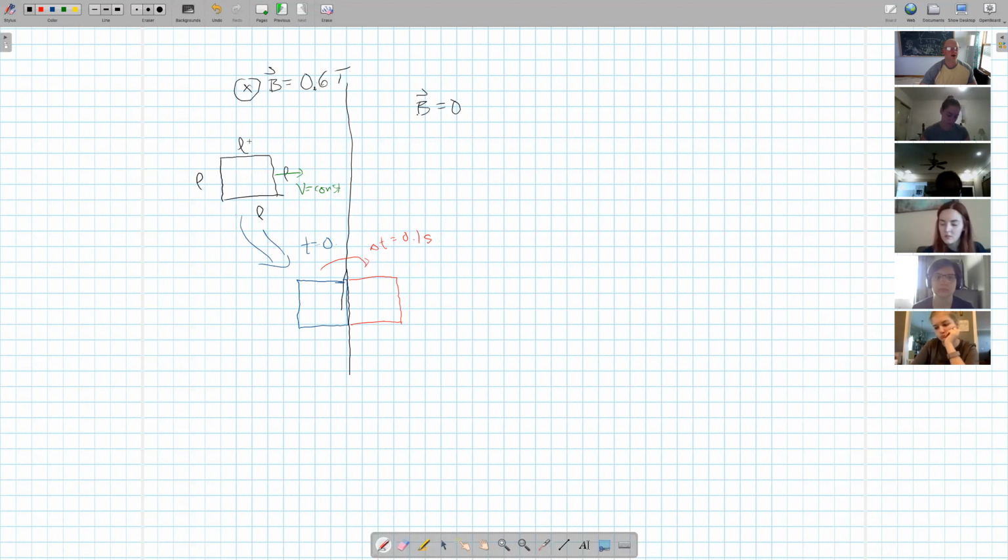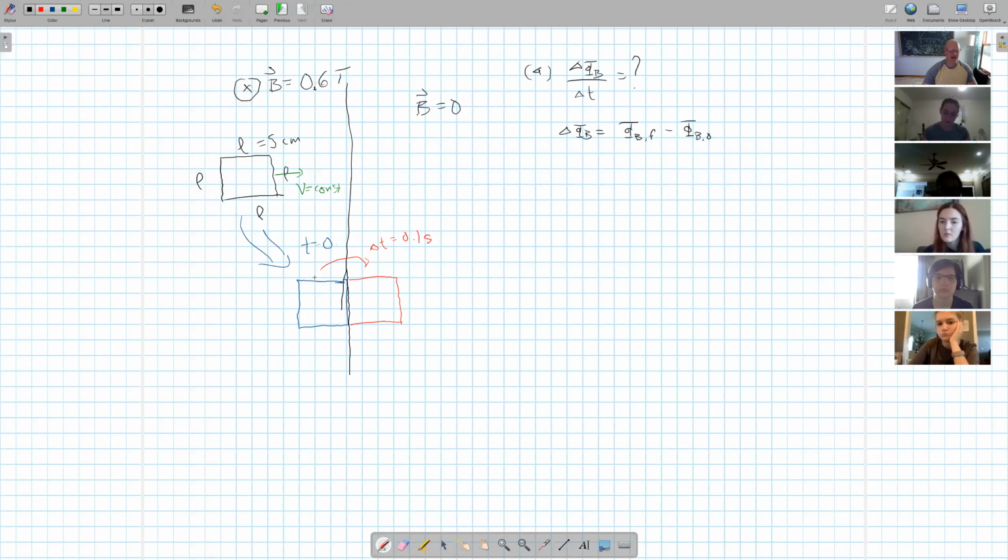Good. So what it wants to know then, again, are a whole bunch of different things. So part A, we want to know what is the rate of change of the magnetic flux. Good. So what is the rate of change of that? We know delta flux is going to be equal to the final magnetic flux minus the initial magnetic flux. So this is delta flux.